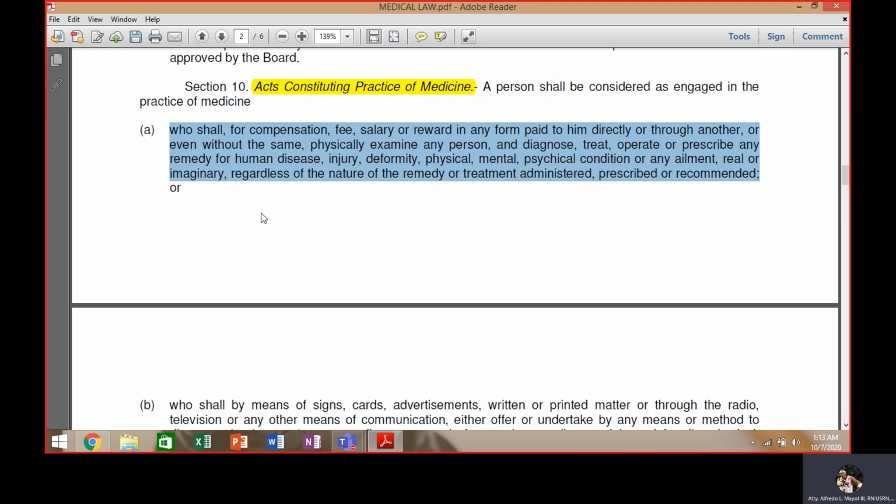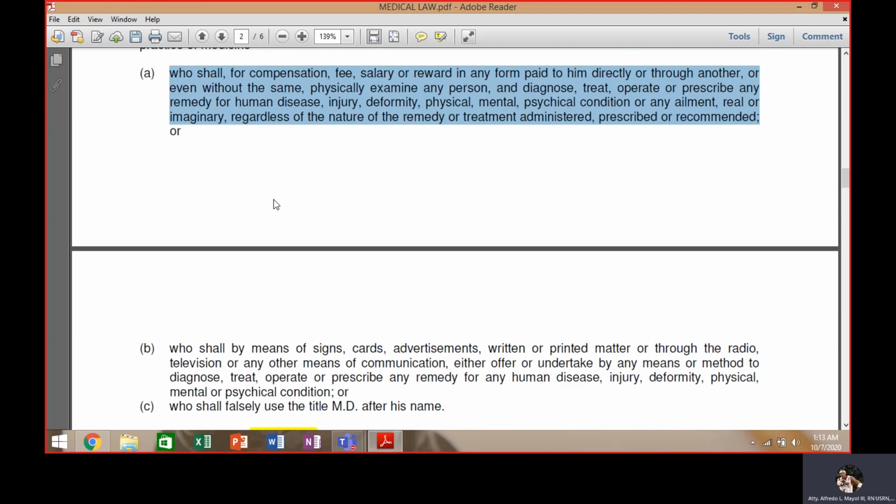Okay, the three-pronged liability will attach to you. Okay, what are the three-pronged liability? The administrative liability, the criminal liability, and the civil liability.